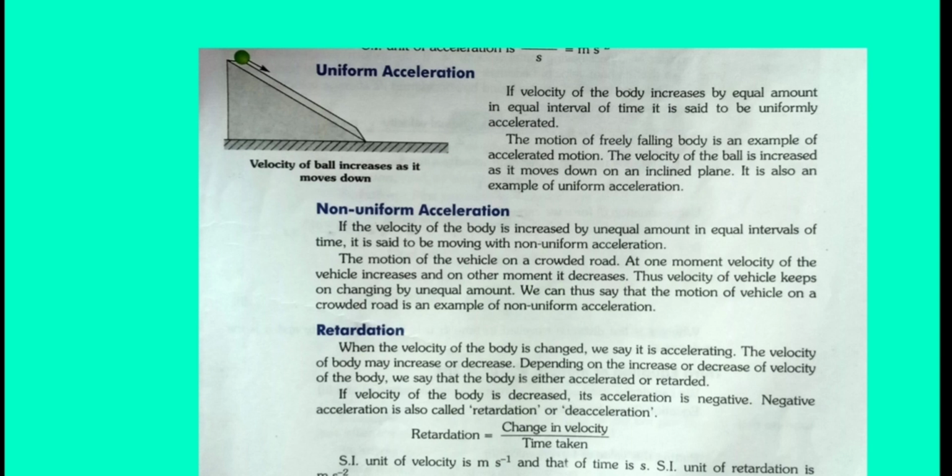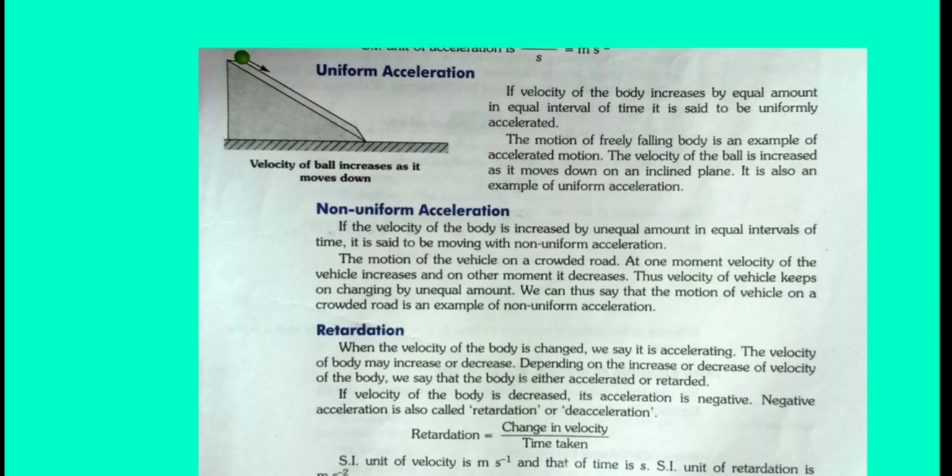Another example is that of the motion of a freely falling body. You can see here the velocity of the ball. You can see here it's an inclined plane. So if a ball is allowed to fall down an inclined plane, the motion of the ball gradually increases as it comes down. So this is also an example of uniform acceleration.